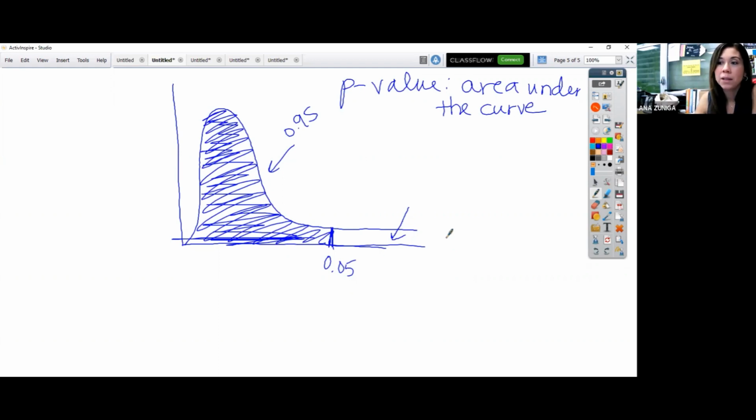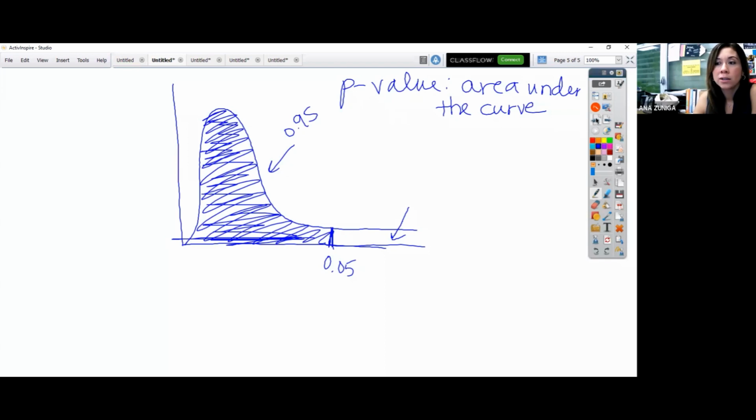So the thing about p-value is that the bigger the number, the more into the shaded part it goes. It's opposite of what a normal number line works. So in a normal number line, the bigger the number, it goes to the right. The smaller the number, it goes to the left. But this is opposite because we're talking about area under the curve.